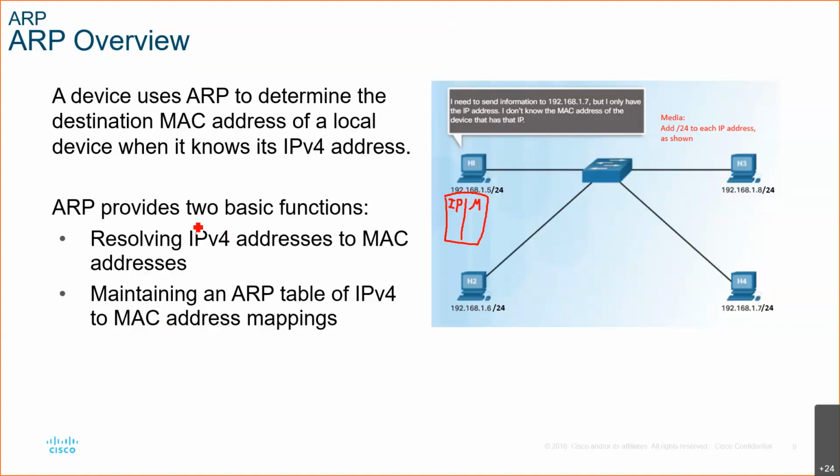So ARP provides two basic functions. What are these two basic functions? Resolving IP version 4 addresses to MAC addresses. Yes, that is the first function. And maintaining an ARP table of IP version 4 to MAC address mappings. Why? So that next time you want to send a packet to any of these devices, you can just look at the MAC address and directly send it. Every one of these has got, even the switch has got a table associating each of these devices.